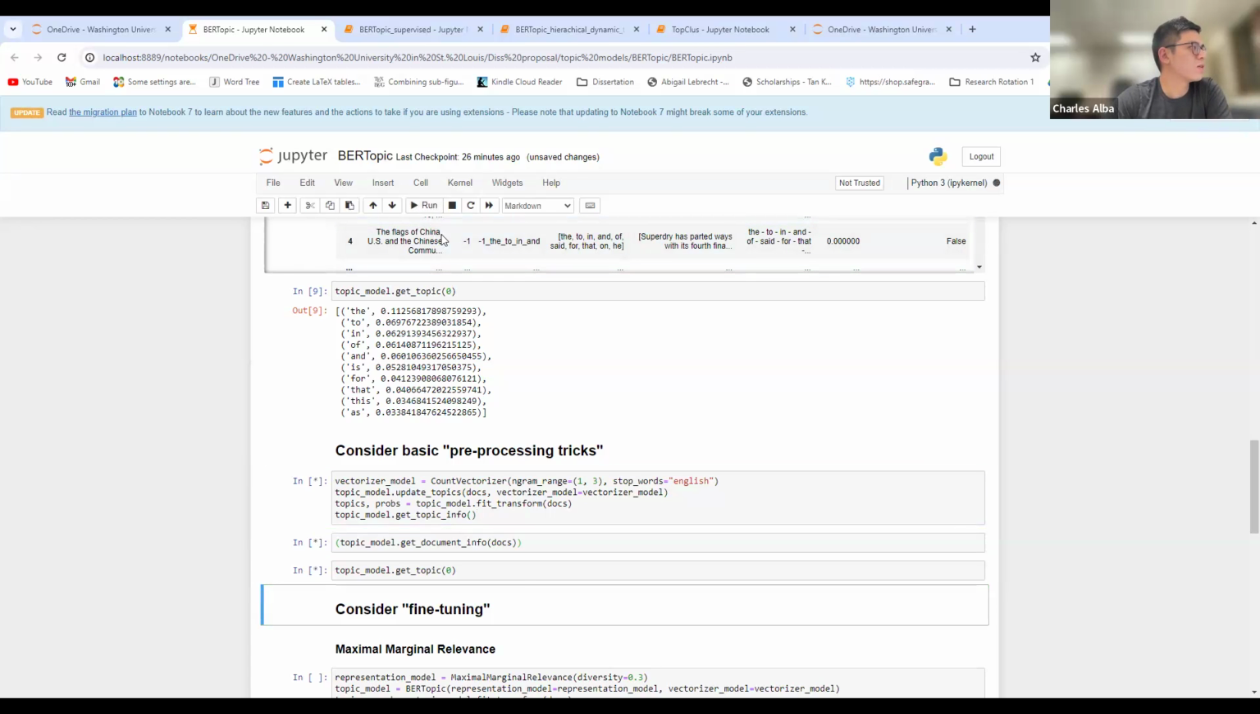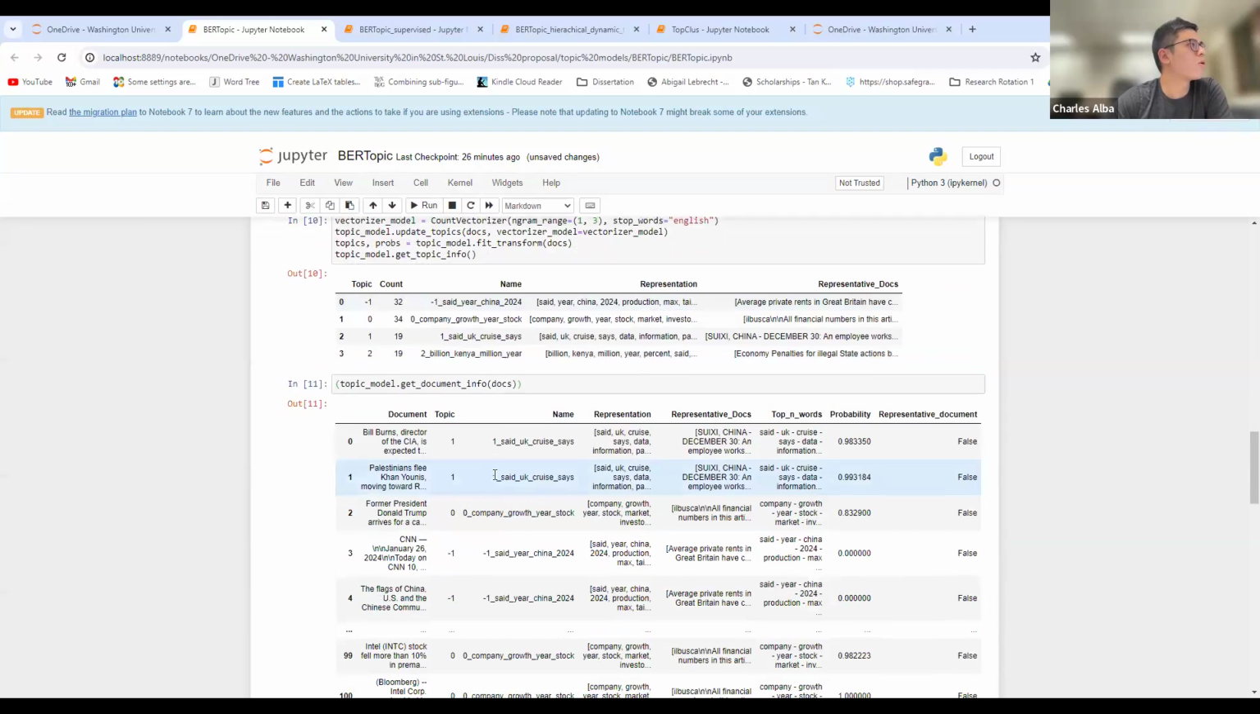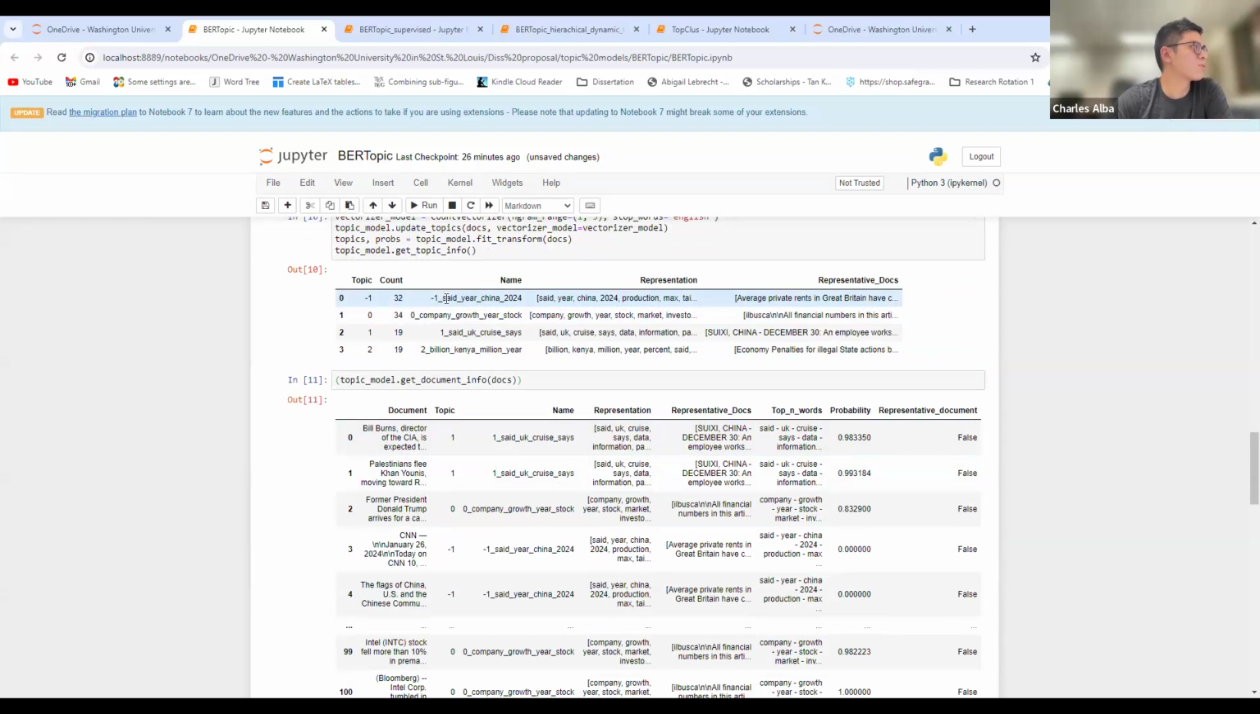So let's see, and hopefully, okay, now more coherent topic models, right? Said year China, not really quite sure. Company growth year stock, right? Okay, makes sense, right? Something about company and growth. Something about cruises, I don't know, and something about the Kenyan economy, right?